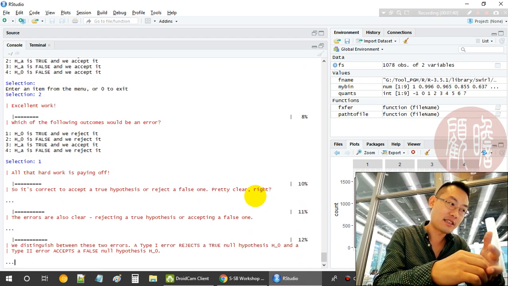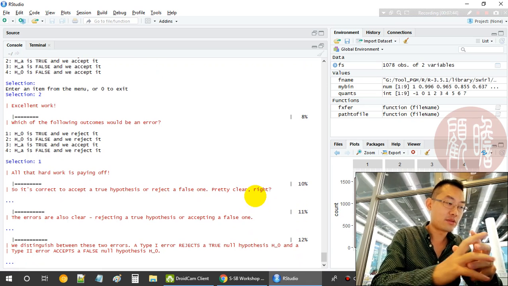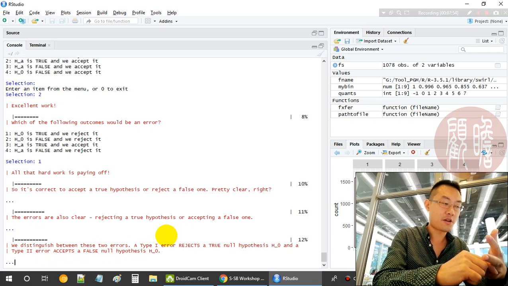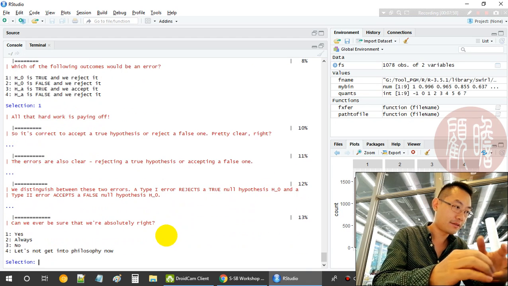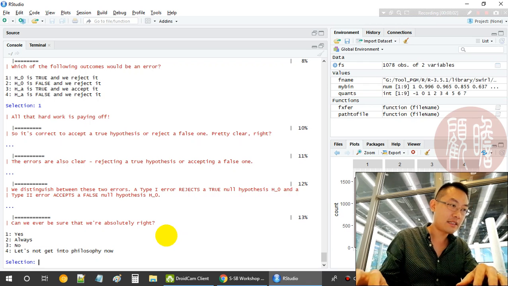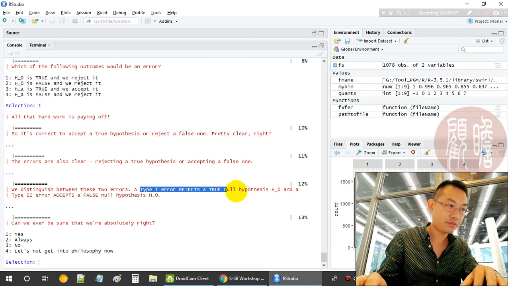Now, that's a risk. So we distinguish these two errors. Type 1 error is rejecting a true null hypothesis, H0, and type 2 error is accepting a false null hypothesis H0. So I give you an example here.